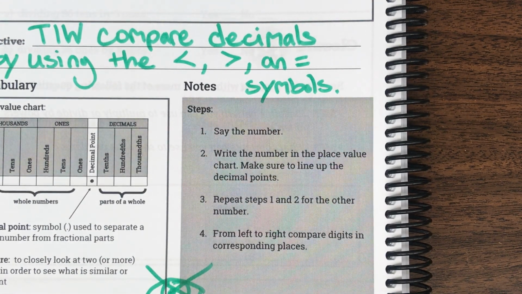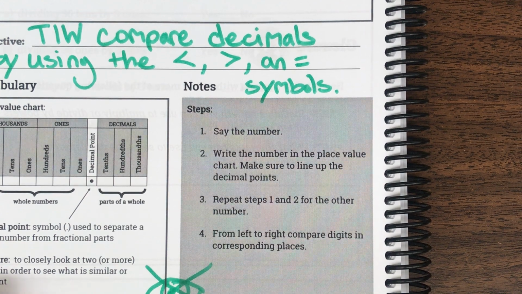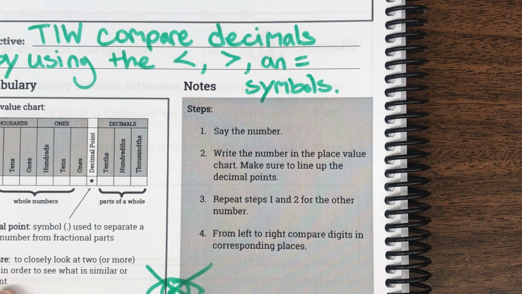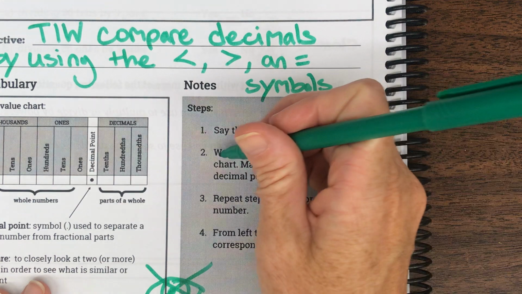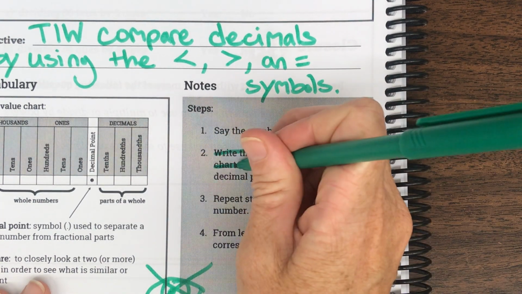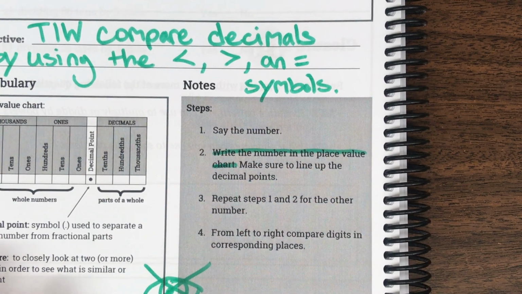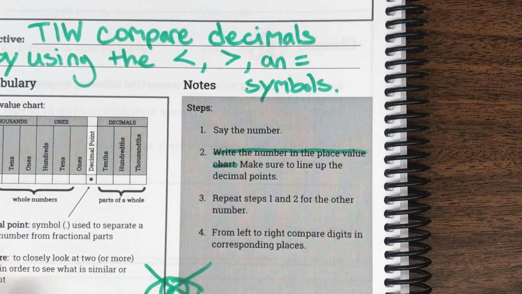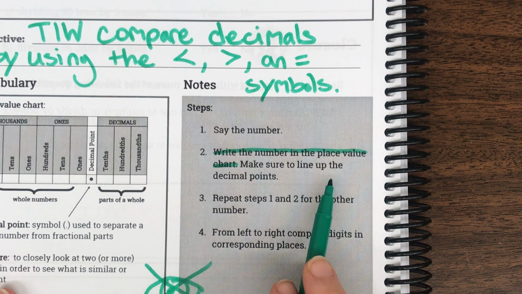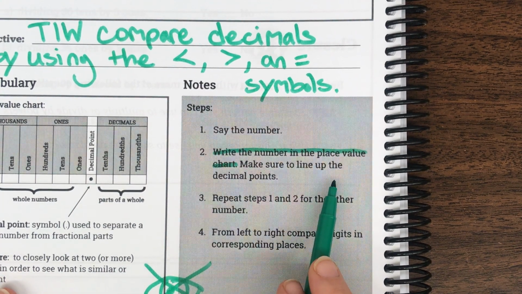Okay, so let's look at our steps today, and we have say the number. Then it says write the number in the place value chart. Make sure to line up the decimal points. We are not writing it in the place value chart. We are not going to use the place value chart because, like I said, on the test, they won't give you the place value chart. So we're going to make sure to line up the decimal points, though. That's a really important step.